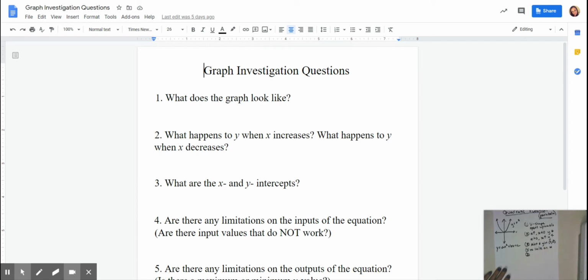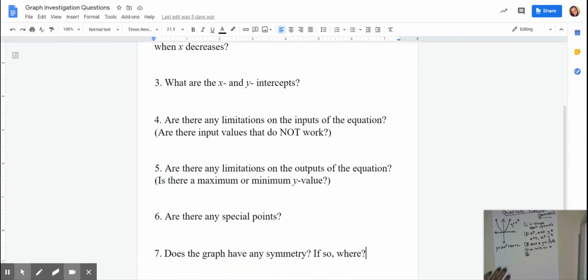Question 5. Are there any limitations on the outputs? In other words, are there any y values that can't come out? So here, when we look at the y-axis, the up and down, we can see that we're only getting positive values. So y must be greater than or equal to 0 in order for it to come out.